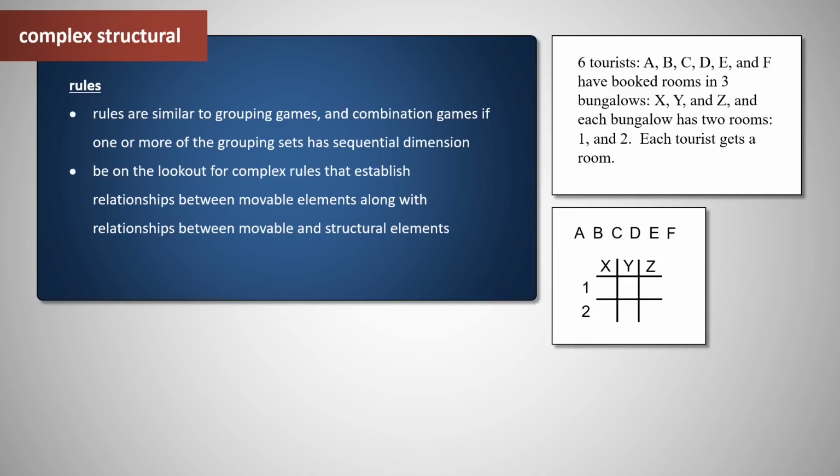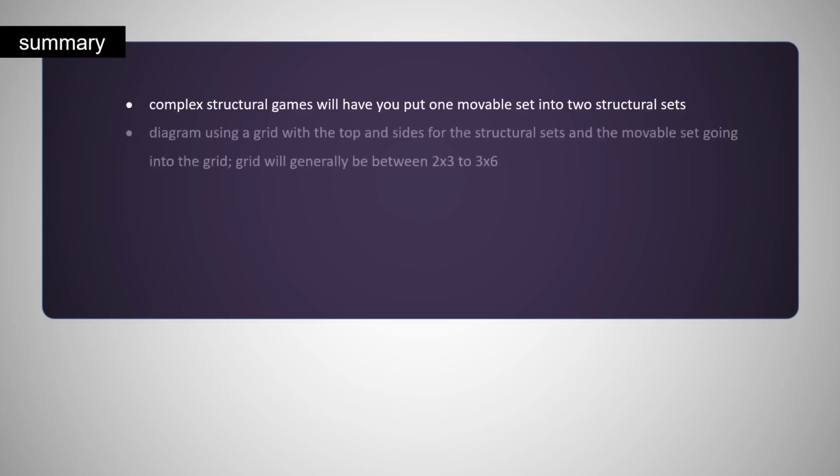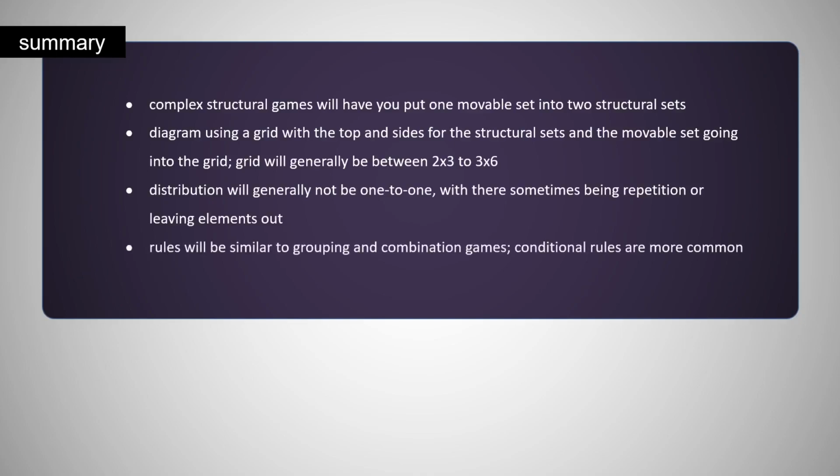Okay, so to quickly summarize, the complex structural games will have you put one movable set into two structural sets, and you'll diagram that using a grid with the top and the sides for the structural sets and the movable set going into the grid. The grid is generally going to be between a 2x3 and a 3x6. The distribution will generally not be one-to-one, with there sometimes being repetition or leaving elements out. And the rules will be similar to grouping and combination games, and conditional rules are actually a bit more common.